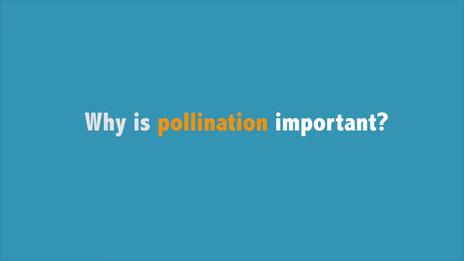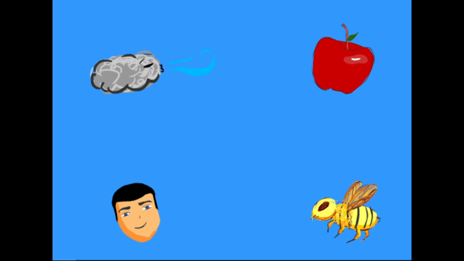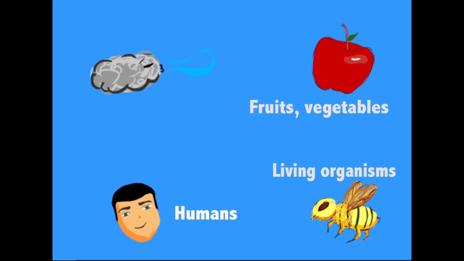Why is pollination important? Without pollination, we as humans and other living organisms would not be able to survive without the fruits, vegetables, or oxygen that are provided by the plants around us.